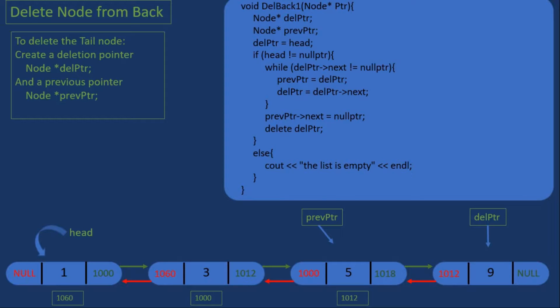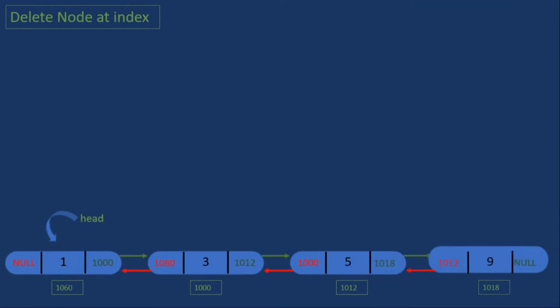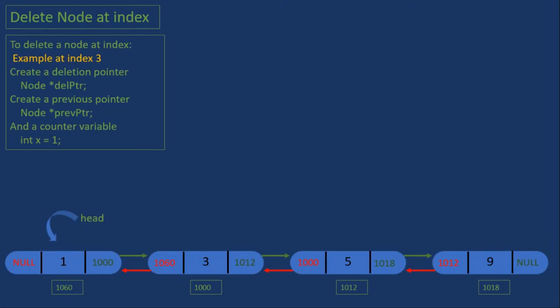The prev pointer is pointing at the third node, so we set its next node pointer to null, disconnecting the fourth node from the doubly linked list. And finally we delete the deletion pointer, the del ptr pointer. And the else part of the code would have been called if we did not have nodes in the doubly linked list. Now for the last function, the function that will delete a node at an index or a specific position in the doubly linked list.